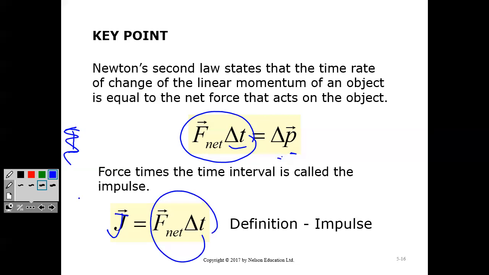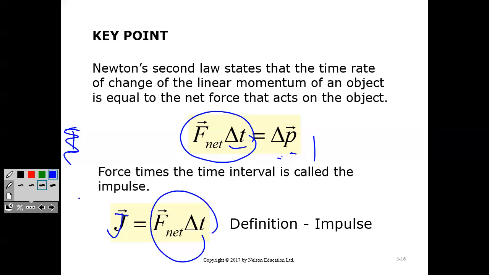There is a net force acting on an object for a period of delta t. It will change the momentum, and the impulse is equal to the change in the momentum. This follows from Newton's second law again. So the impulse of a force is equal to the change in its momentum. This is also called the impulse momentum theorem.